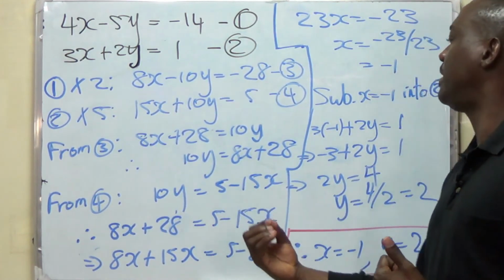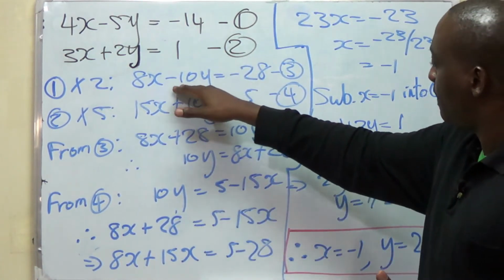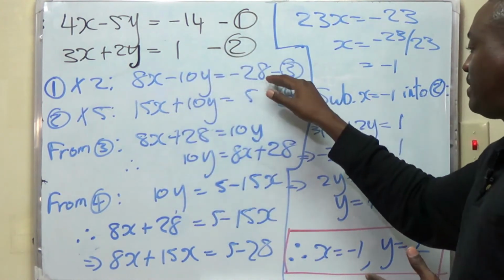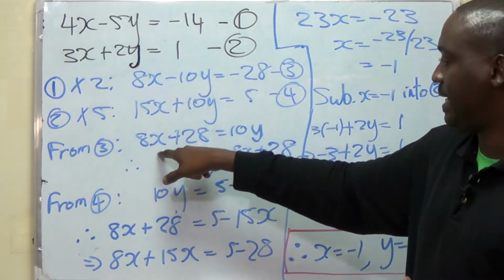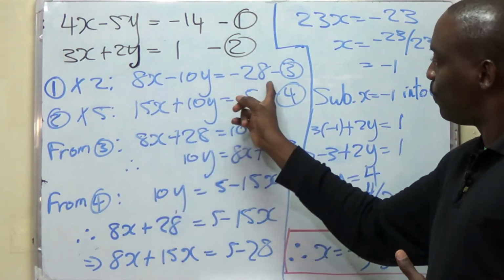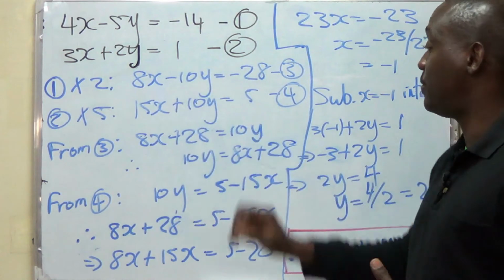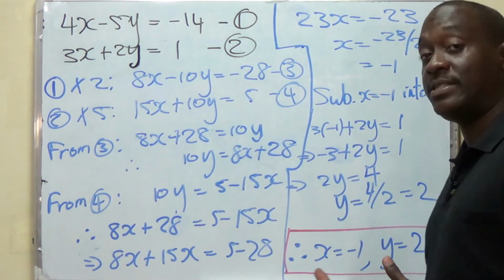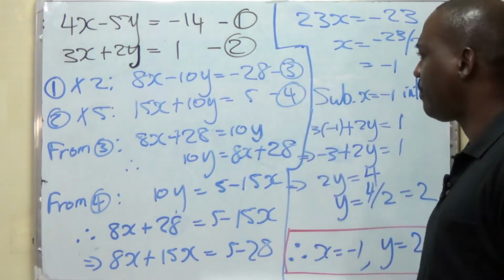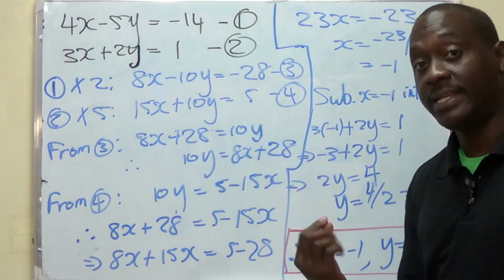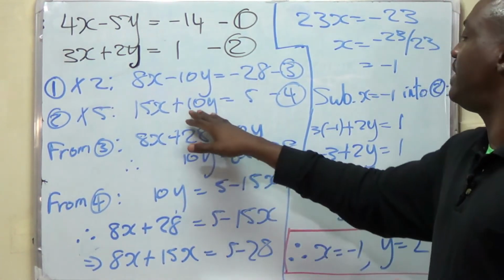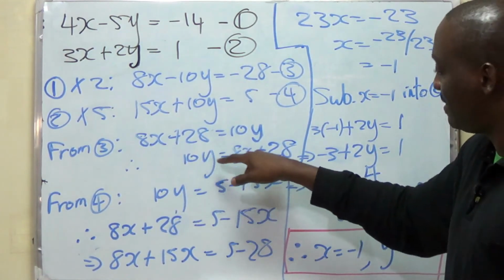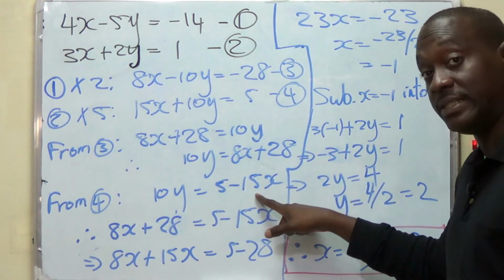And we say from equation 3 that, minus 10y, sorry, no, let me deal with that. You take the minus 10y and bring it across here, so you get plus 10y is equal to 8x plus 28, which is what you get when you take the minus 28 and bring it across here. So in other words now, 8x plus 28 is equal to 10y. So 10y is equal to 8x plus 28, you get that from equation 3. We go to equation 4, and we're looking to make 10y the subject of the formula again. So 10y is equal to 5 minus 15x, which is what you get from equation 4.